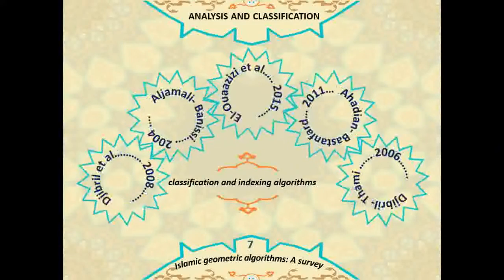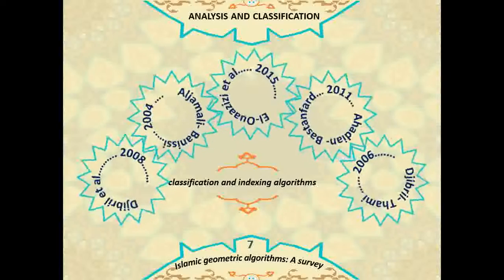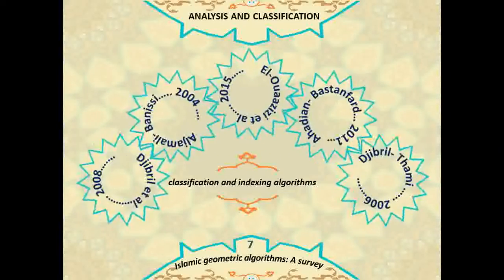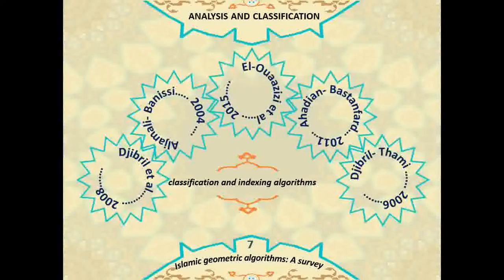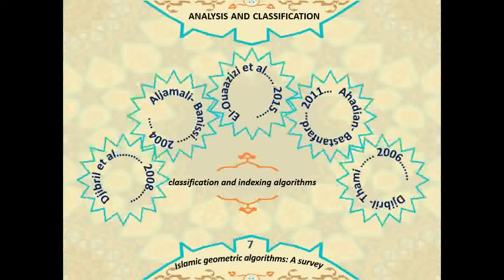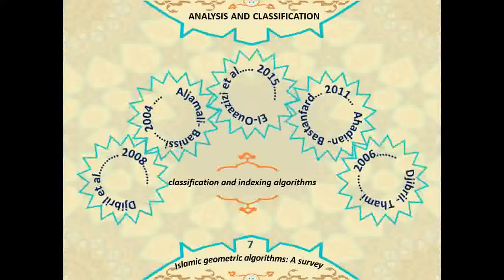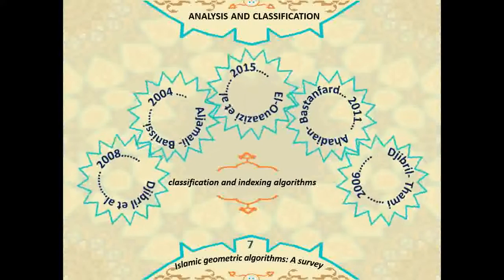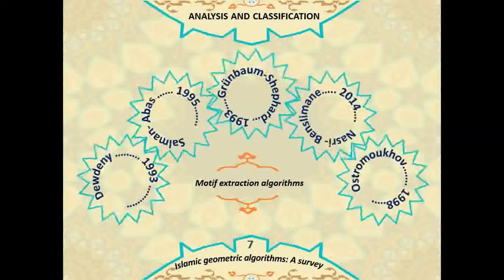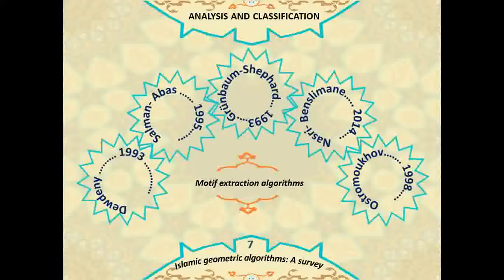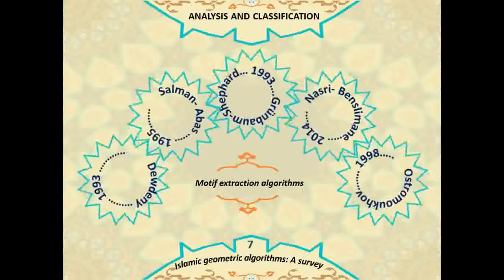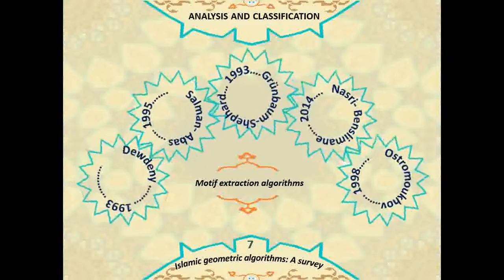So we can see the algorithms in the analysis and classification that we separated into two groups. The first group is classification and indexing algorithms. There are some algorithms that can be in this group. And the other group is motif extraction algorithms. There are some other algorithms that extract motifs in the patterns.